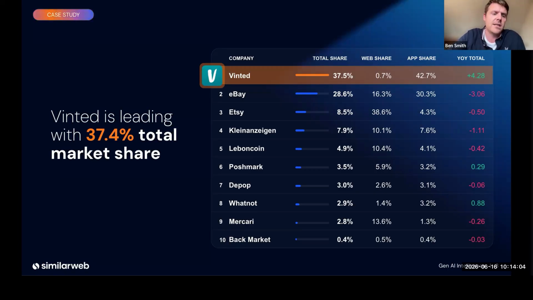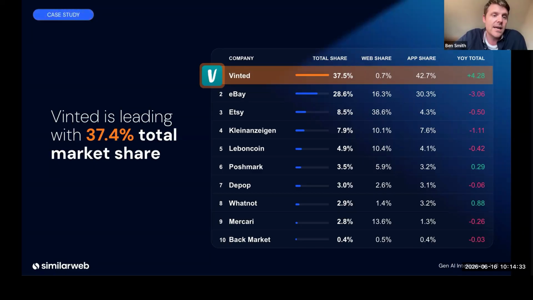So what we have here, as I said, is the UK second-hand market, from September 25 to February 26. First of all, we have a clear winner in this market that we looked at. Vinted has got 37.4% total market share. But as you start to look into this more deeply, you realize that it's skewed towards app. In the third column, you see app share. So they are app first, and they've got 42% share of that market.